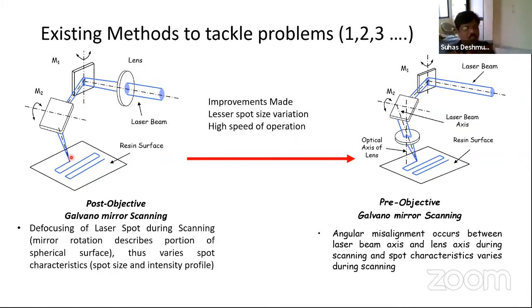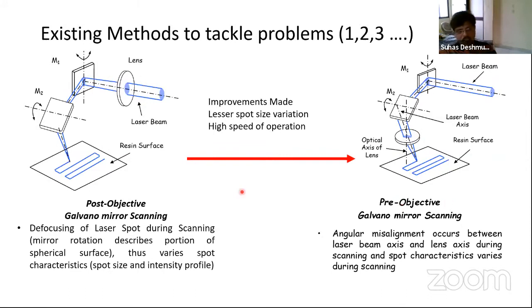So what is to be done? My spot has to move from focus to a certain distance further, and that is nothing but defocusing. That increases the spot size and also distorts the spot. That is the limitation of the galvanometer scanner. Then people decided, why can't we go for another one which will avoid this problem, and they moved this lens after the scanner.